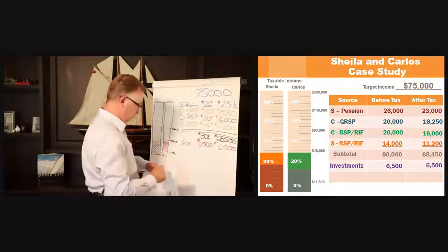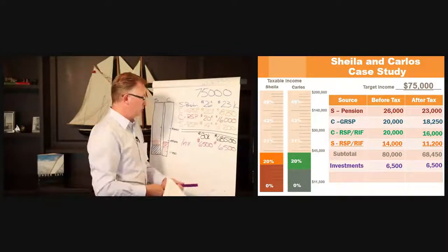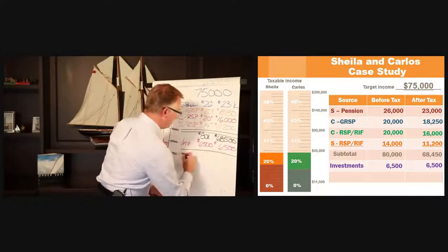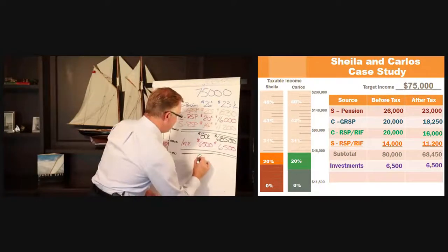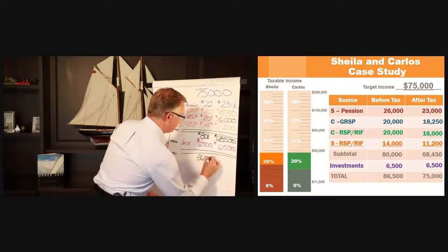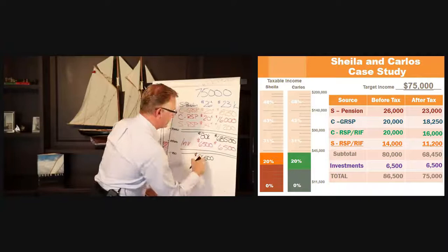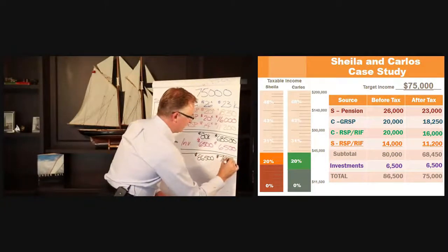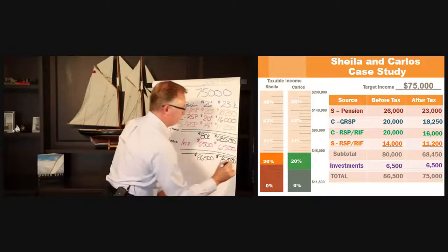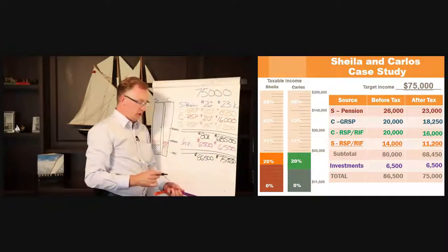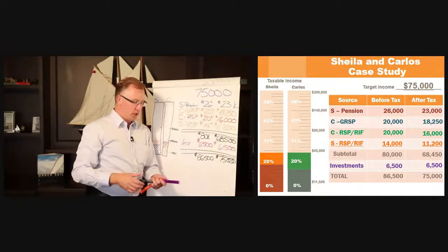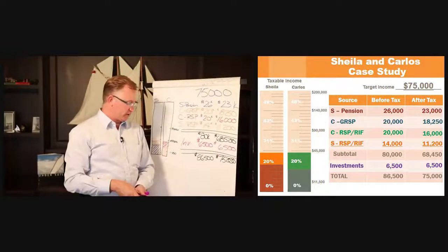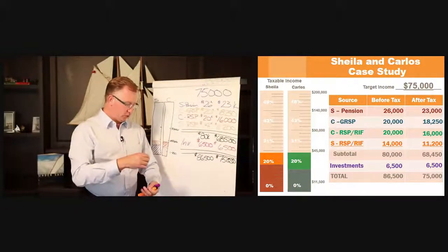Now, what we've done here is we've managed to reach $86,500 of pre-tax income. The after-tax income works out at $75,000, which is what their target goal is. So this works out to total taxes paid.